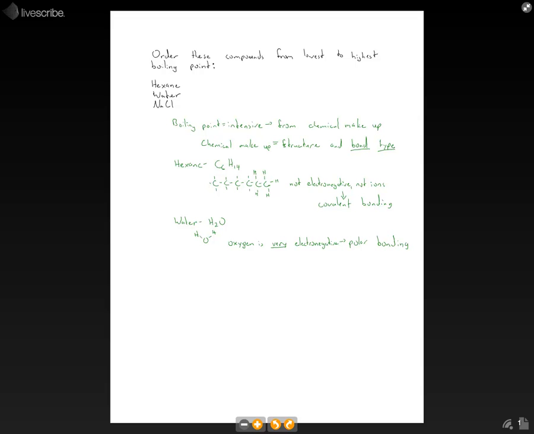Okay, now let's look at sodium chloride. And that's NaCl. But we know that this is a salt, which means that this is made up of ions. And ions mean that it's ionic bonding.